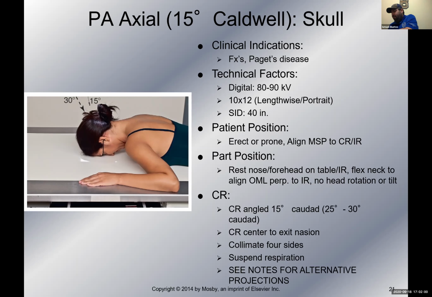For this PA projection, and it's going to be true for all PA projections of the skull, we want the nose and forehead on the image receptor, just like the patient has there, because it helps bring the OML perpendicular to the image receptor. Make sure there's no rotation or tilt of the head. You may need to go to the front of the patient and make sure they're perfectly straight.